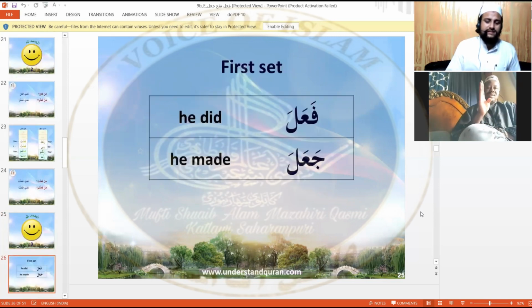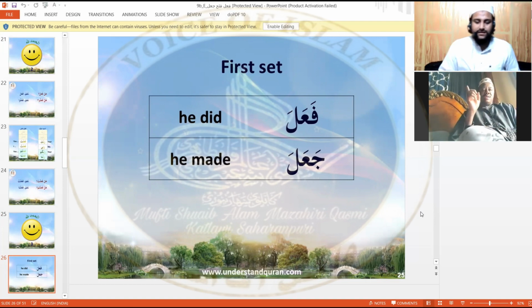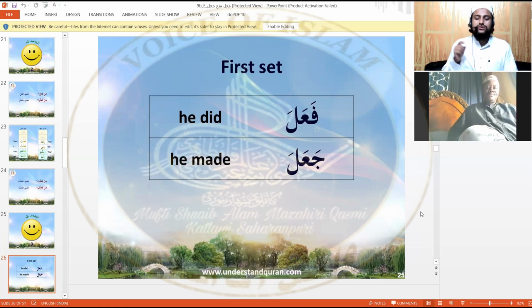Alhamdulillah. The third point is the first set. Fa'ala, he did. And similar to fa'ala, like there is fatha on fa, here fatha on jim, fatha on ain, and fatha on lam. So like fa'ala, the next word is ja'ala.